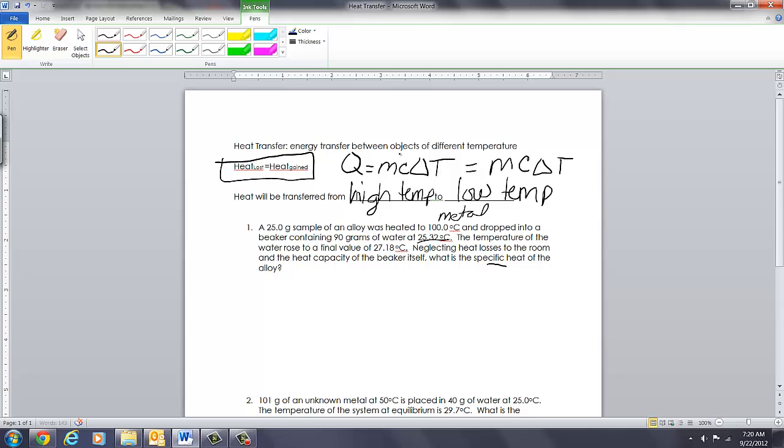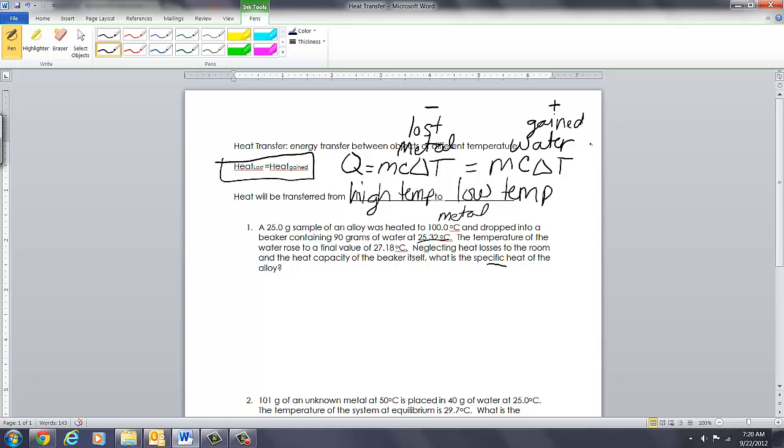This looks redundant, but this has to be done for the metal. This would have to be done for the water. So if we're looking, which one is losing heat, which one cooled down? So the metal lost, the water gained because it warmed up. This means this would be a negative because it lost, positive. So the only difference between this is the sign. The number is the same.